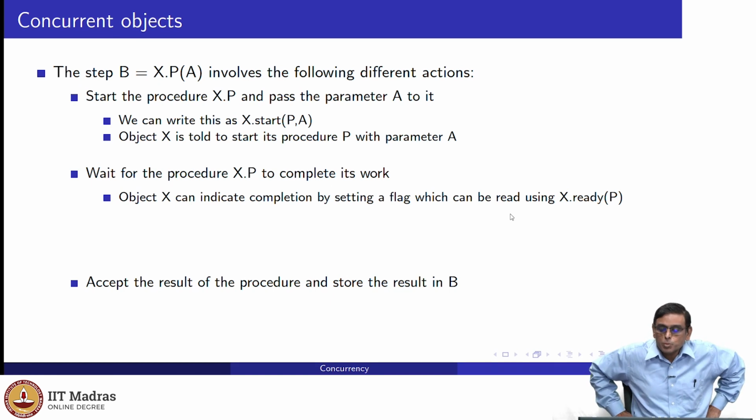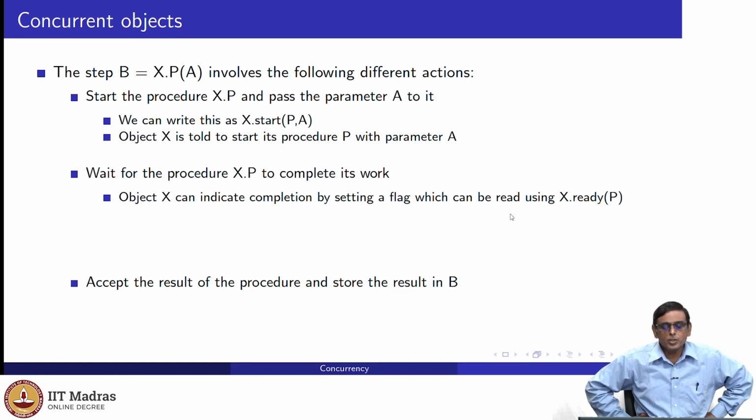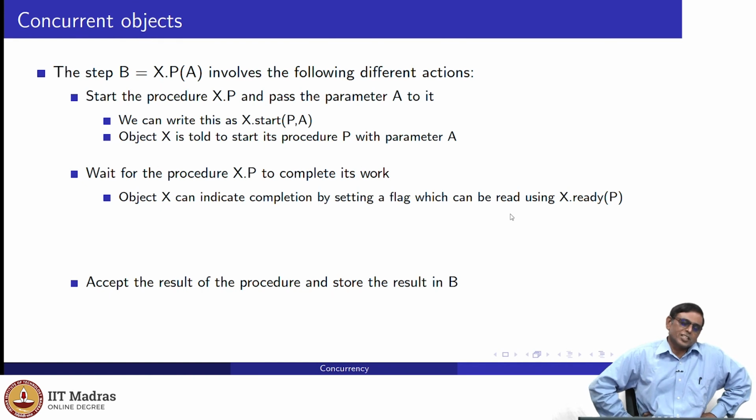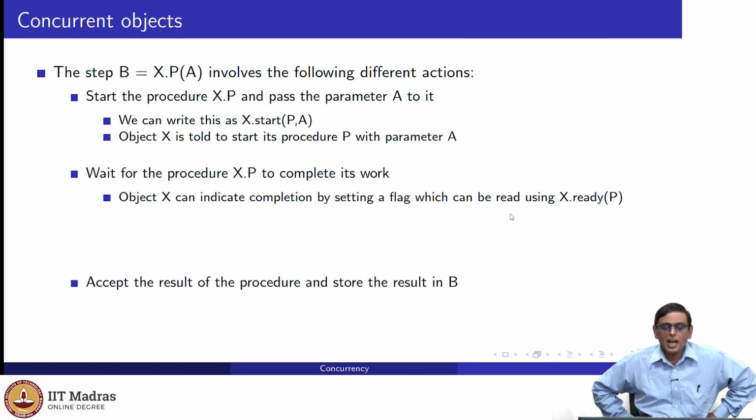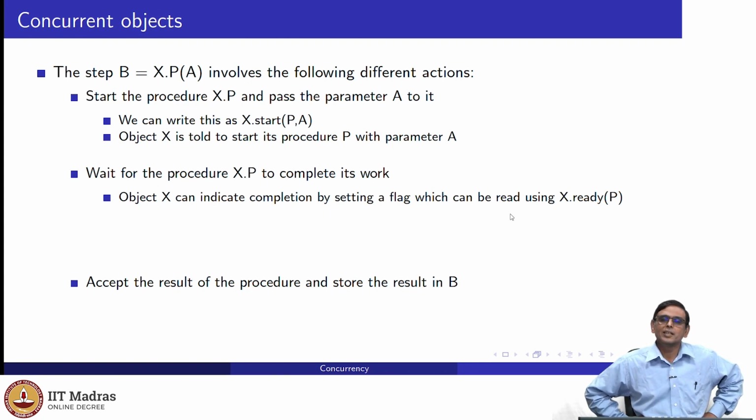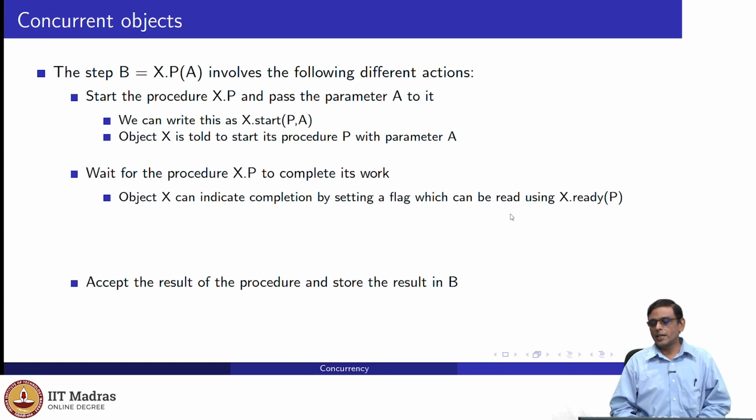Then I want to wait for the procedure X dot P to complete its work. So X dot P has to be able to tell me it has completed its work. How does it do that? Let us say it is object X that tells, not P. Object X has within it a flag, which it sets when P is finished. Object X can have a procedure called ready, which anybody can call, and what ready will do is check whether the flag corresponding to P has been set.